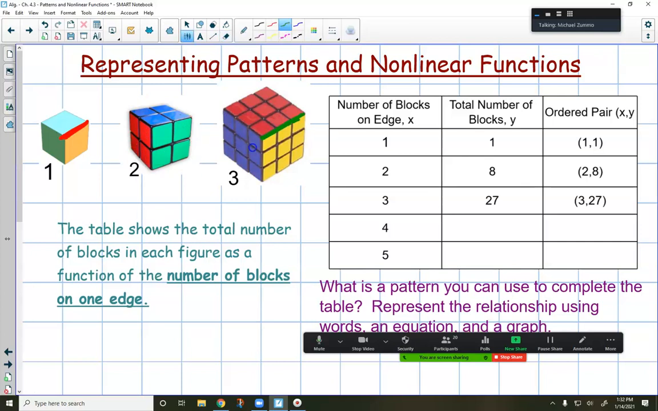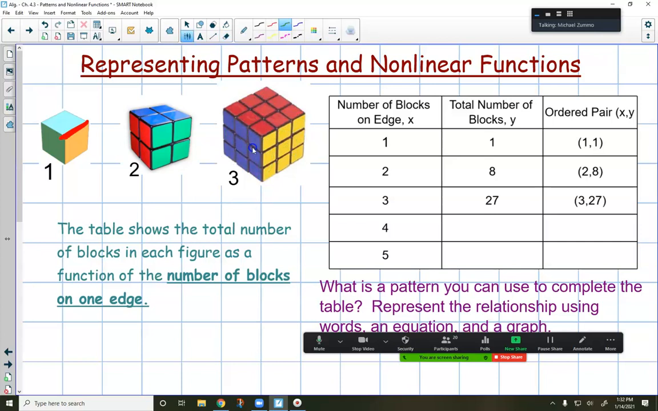Here, for the third one, we have 3 blocks, right? So 1, 2, 3, and then it goes down 3. So 1, 2, 3, 4, 5, 6, 7, 8, 9. And those 9 blocks happen 2 more times, right? That is 27 total, because 9 times 3 is 27. So with 3 on an edge, there's 27 total blocks.